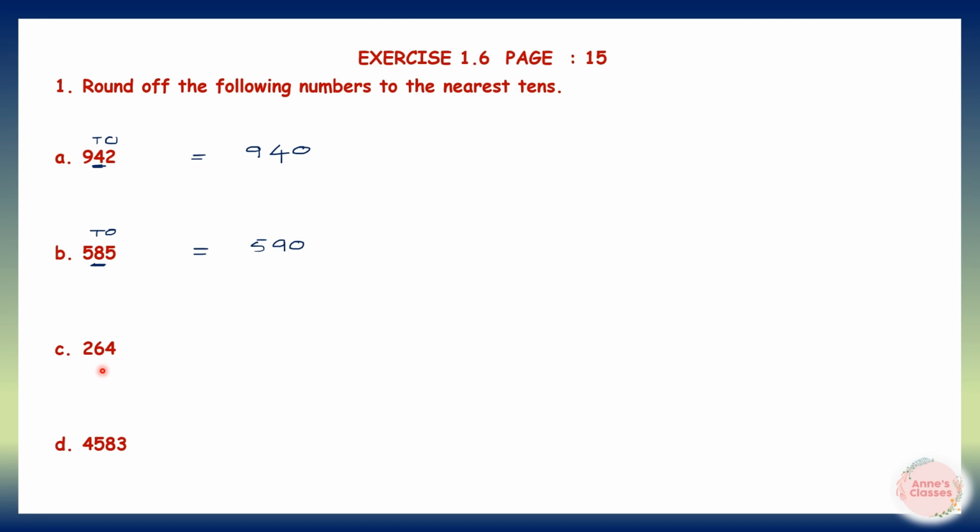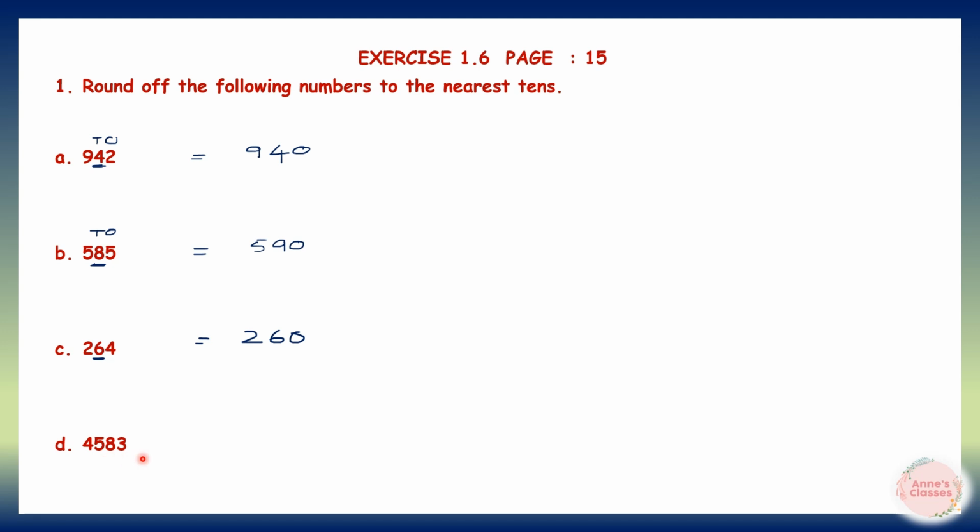The next number, the digit in the tens place is 6. So let's underline the digit 6. Next step, look at the digit to its right. It's less than 5. That means 6 will not change. It will remain the same. So let's write that. 2 will remain the same, 6 will remain the same. In the place of 4, we are going to put a 0. So 264 rounded off to the nearest 10 is 260.